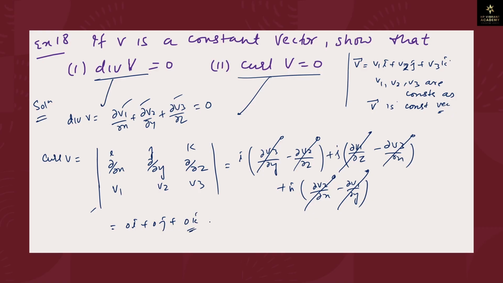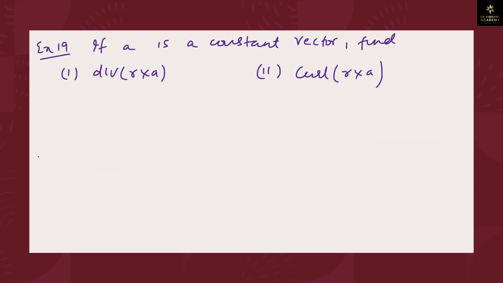Okay, let us discuss question number 19, how we can solve this. If a is a constant vector, let us take a as a1 i cap plus a2 j cap plus a3 k cap. We have to find the divergence of r cross a. So let us find the r cross a vector.